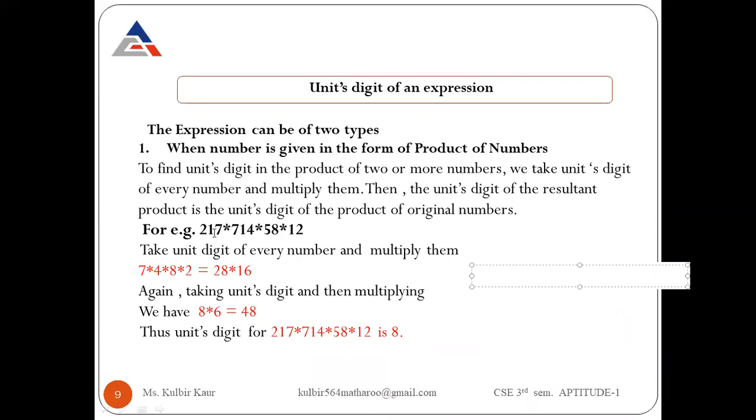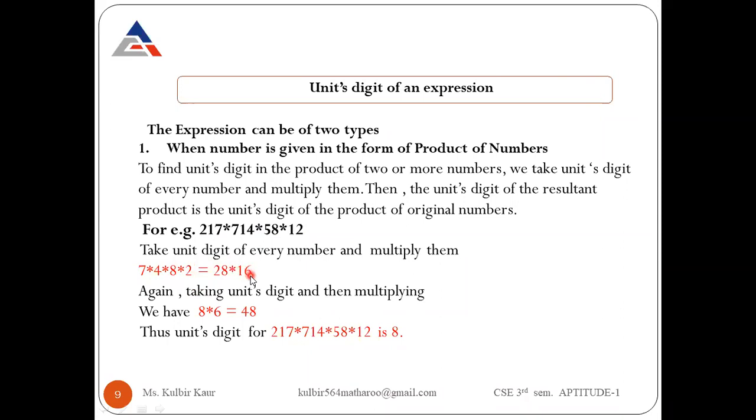First of all, we shall multiply the unit digit of each and every number with each other. What is the unit digit of 217? The unit digit of 217 is 7. Similarly, 4 is the unit digit of 714, 8 is the unit digit of 58, and 2 is the unit digit of 2. So first of all, multiply all these unit digits. So you will get 7 times 4 is 28, 8 into 2 equals 16.